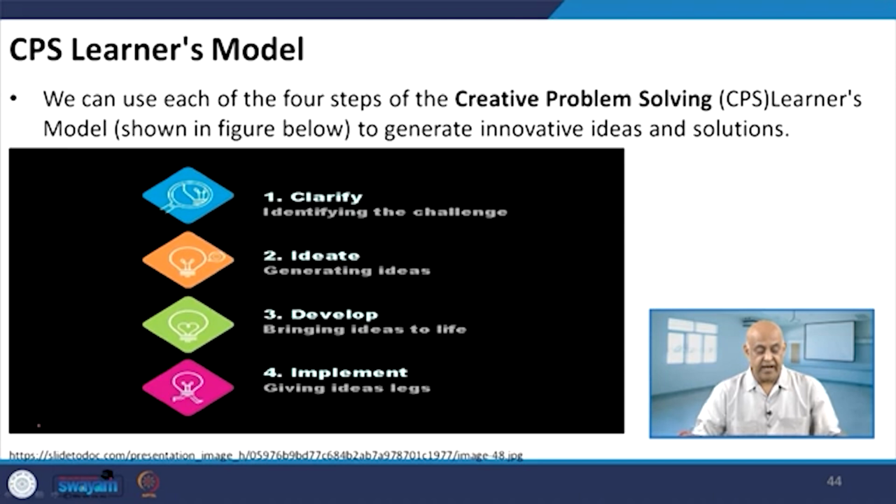And then the ideate, that is generating ideas, and then the development, bringing the ideas to life and in the actual direction that we are developing, and then implementing this particular idea. So whenever we clarify, ideate, develop and implement, those ideas which have been generated will help us really solve the problem.